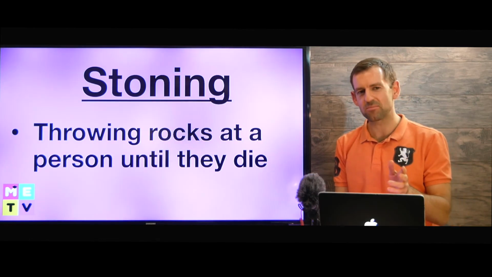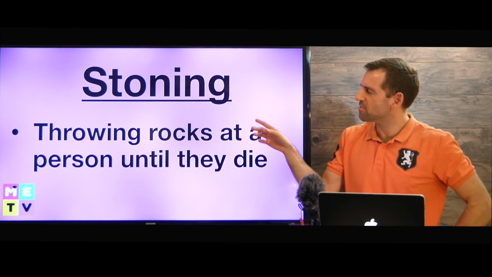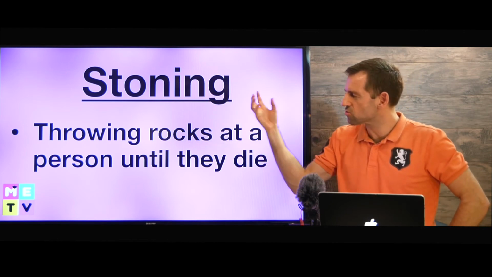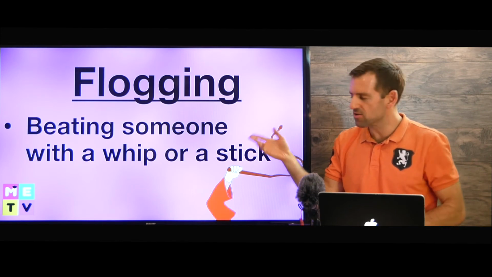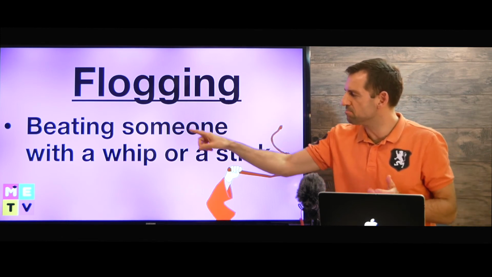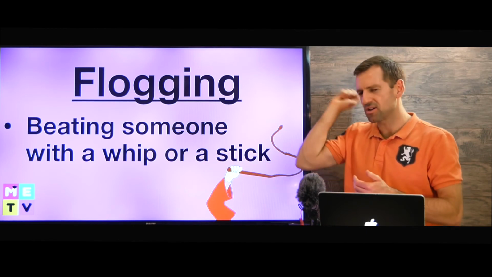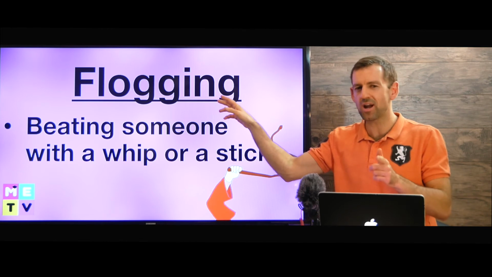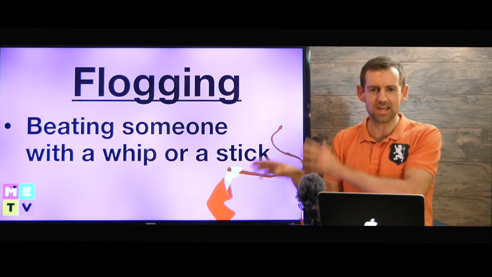Let's take a look at some forms of punishment for these crimes. A very common form of punishment in the olden days was stoning. Stoning means throwing rocks at a person until they die. Another very common form of punishment was flogging. Flogging means beating someone with a whip or a stick. This is called a whip. You whip someone. Usually when you flog someone, you're not trying to kill them. You're just trying to punish them very severely and then let them go.